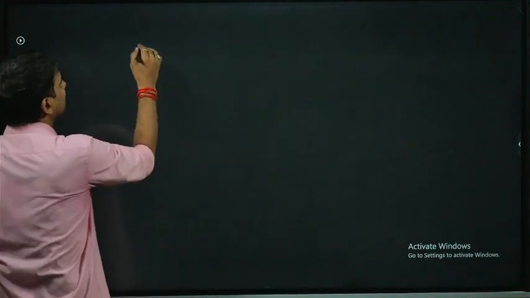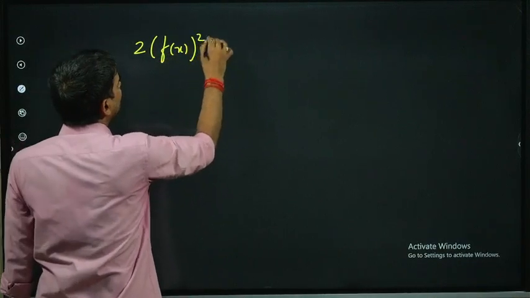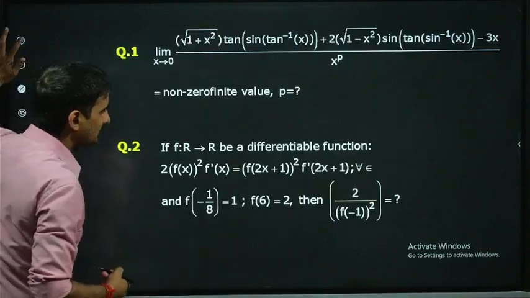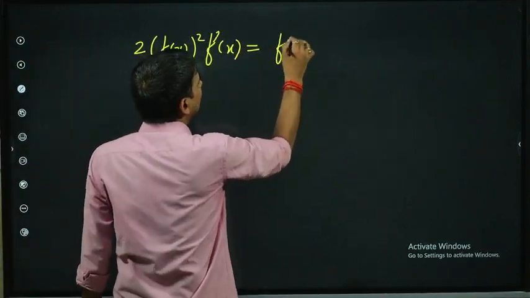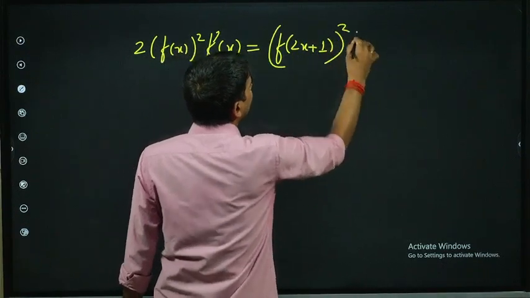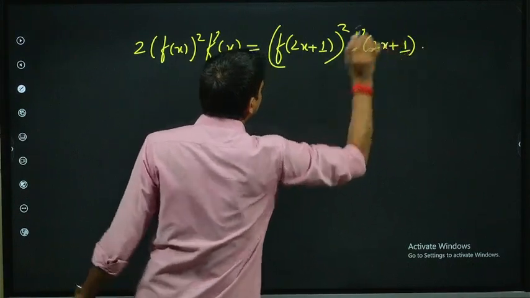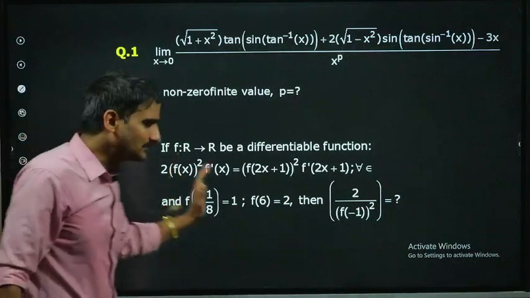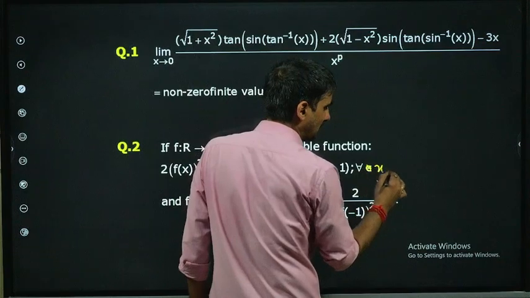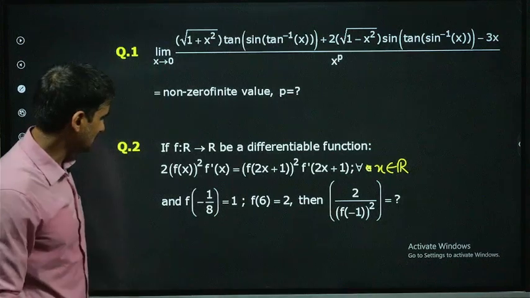So what are we given first? First of all, let us write it. 2 times f(x) whole square into f dash x is the derivative, and this is equal to f of 2x plus 1 whole square into f dash of 2x plus 1 here. Okay, so that's what we are given. Then we are given this for all x. See, there should be a correction: for all x belonging to R here. Okay, so that correction has to be there.